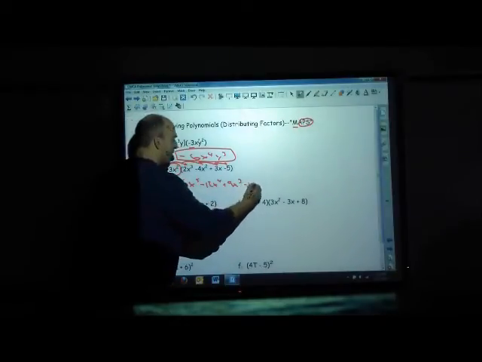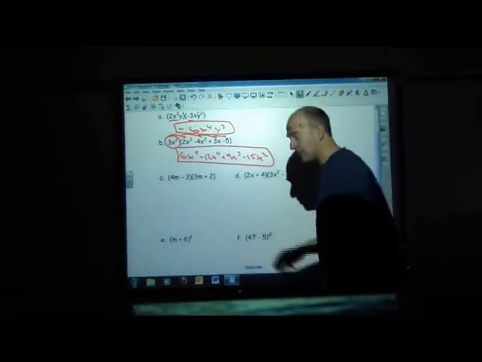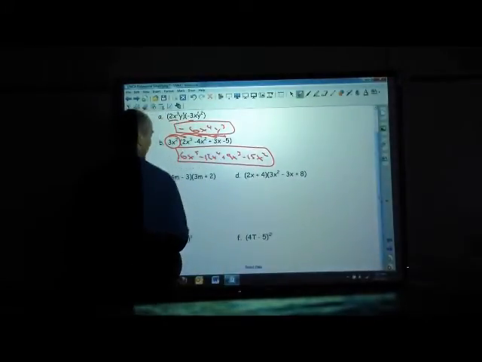Negative 15x squared. And you won't see a lot of these on the MCA because there's not a word problem attached to it. So, but if you have it, you have it. You probably should count your blessings.